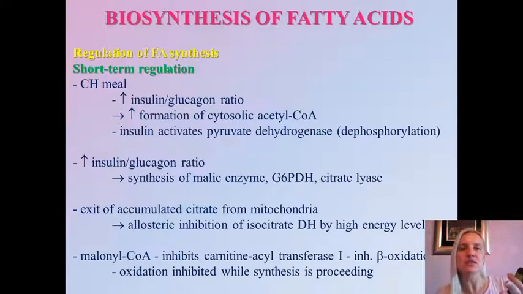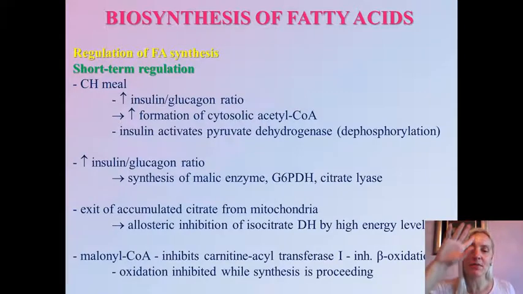So citrate is going to accumulate, which is going to shift the equilibrium towards the passage of citrate from mitochondria to cytosol, and its degradation to oxaloacetate and acetyl coenzyme A, so that cytosolic acetyl coenzyme A can enter fatty acid synthesis. Not to forget the impact of malonyl coenzyme A.